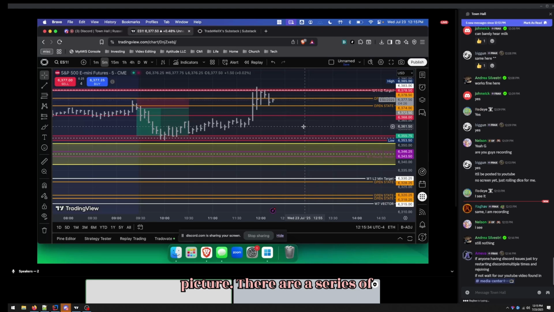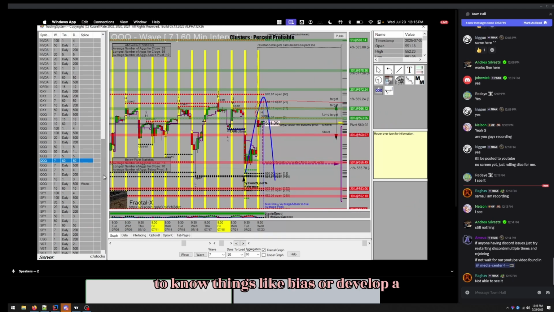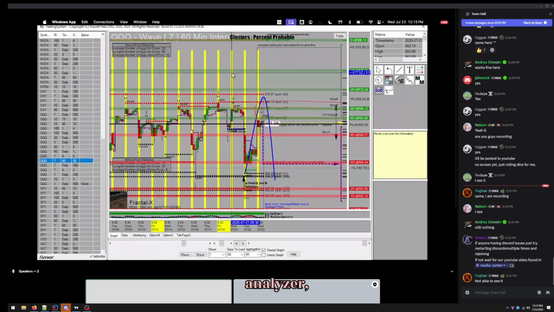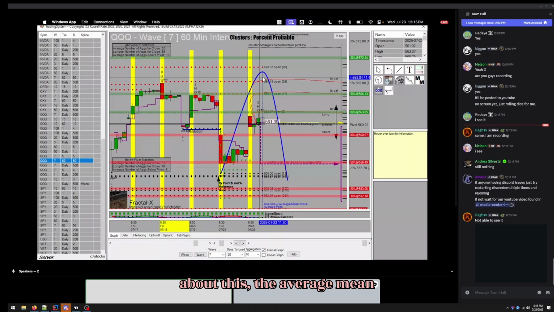There are a series of capabilities in the fractal that help you to know things like bias or develop a bias. And some of those key features are like the option analyzer, looking at the HL values. I talk a lot about this, the average mean wave as well. I talk a lot about these things in the articles, but basically, this is how I approach it from day to day.